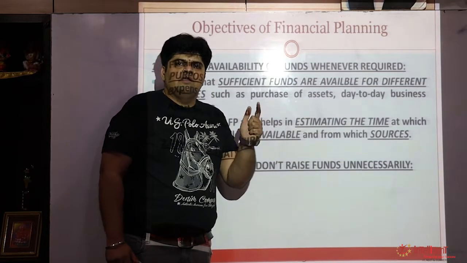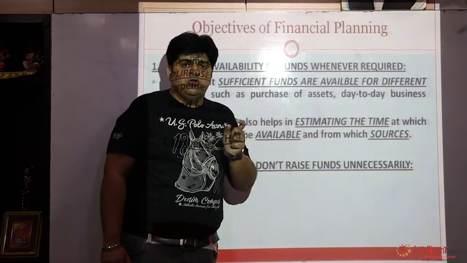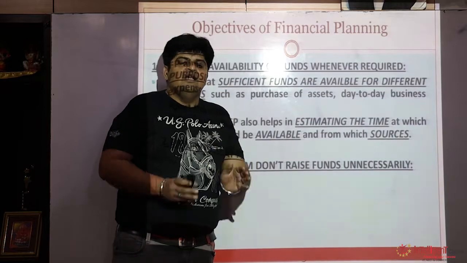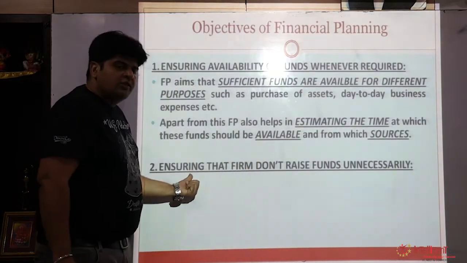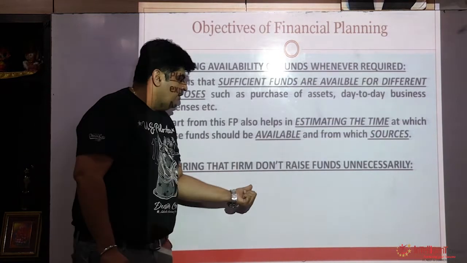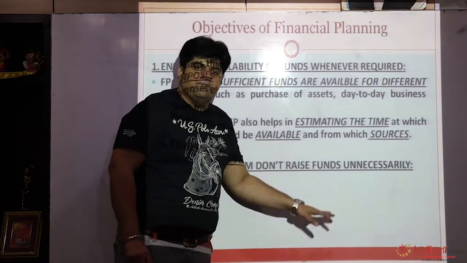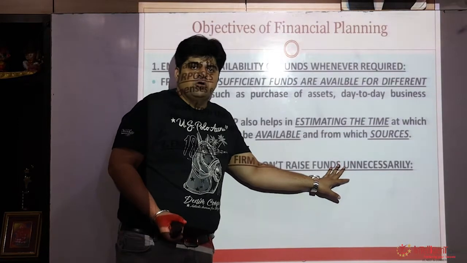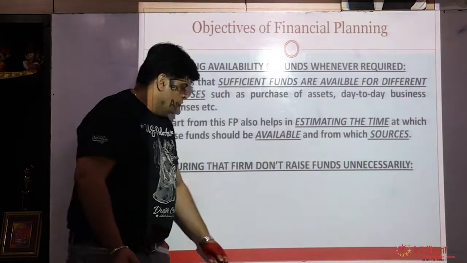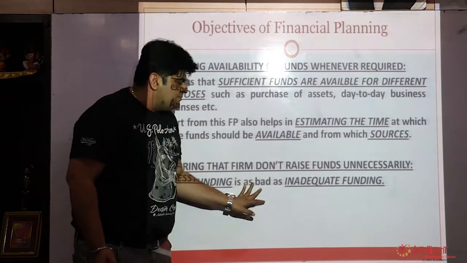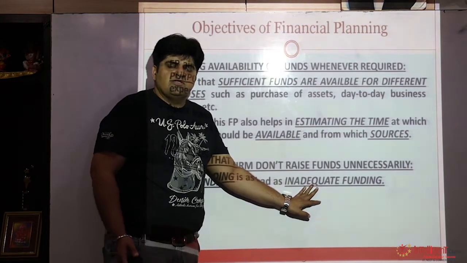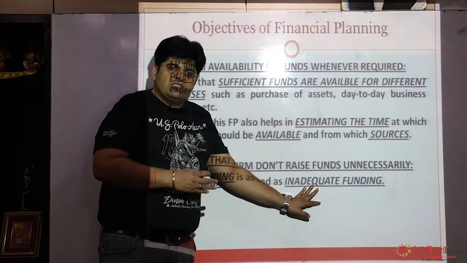If you recall, when we were learning the first concept, it was clearly told that firm must ensure that idle finance is not being raised. It is lighting on the same thing, that ensuring that firm do not raise funds unnecessarily. Unnecessary funds are also called idle funds. Let's see what it says in explaining. Excess funding is as bad as inadequate funding. This was the line we were learning in the beginning. The same line is coming.